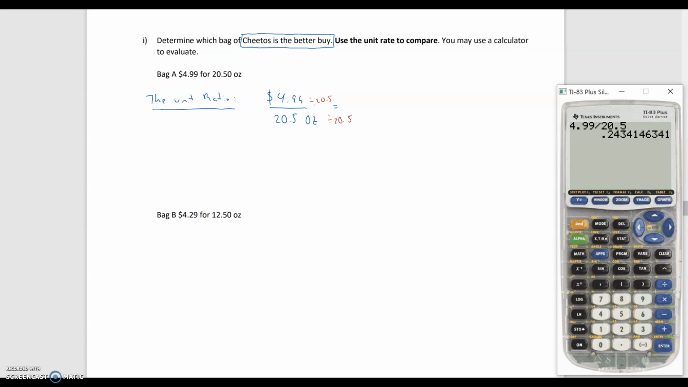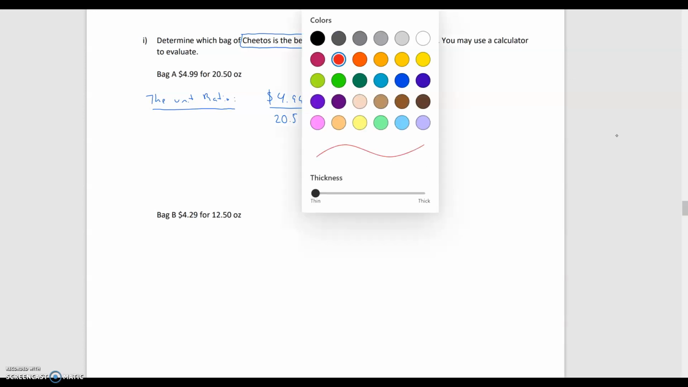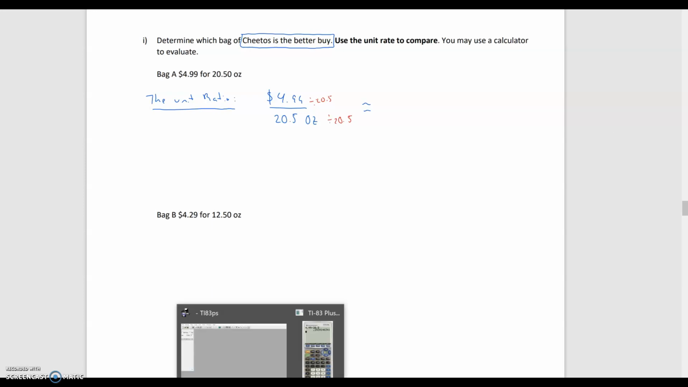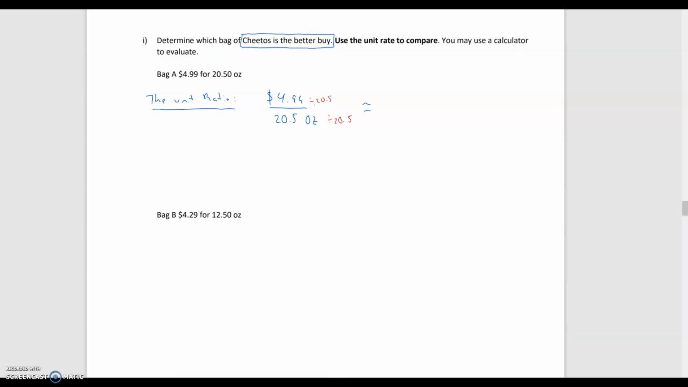That gives us 0.24. I'm going to round to 2 decimal places. So this is going to be approximately 0.24 per technically 1 ounce. Remember that the unit ratio, you have to have a 1 at the bottom.